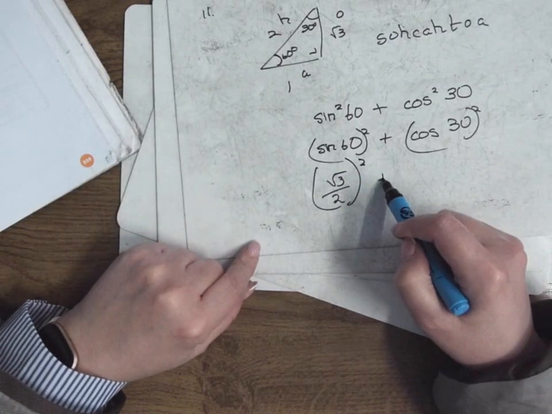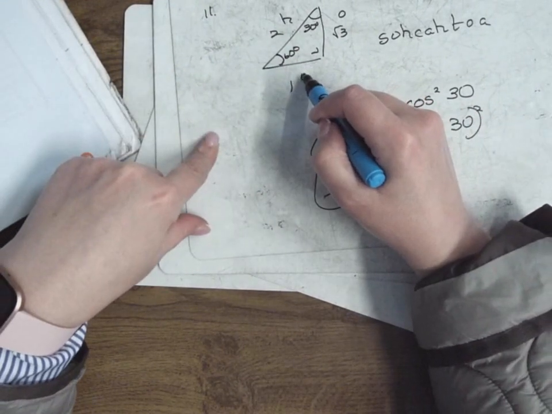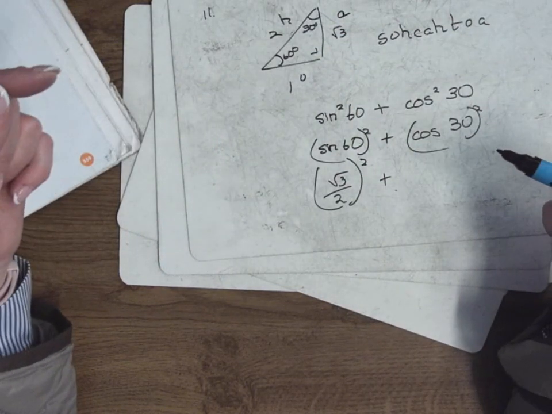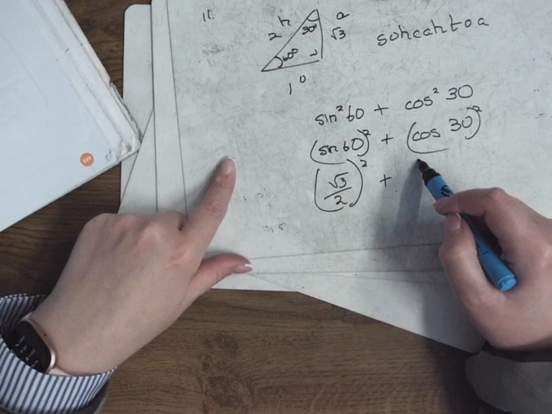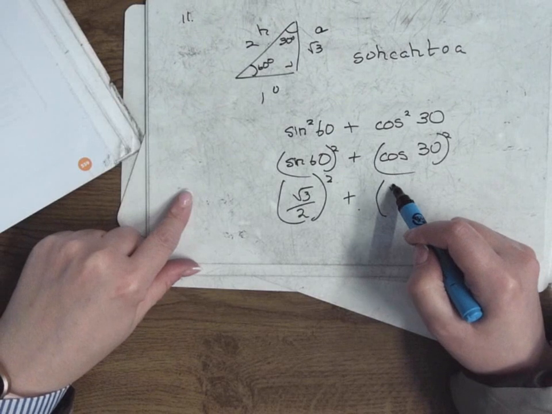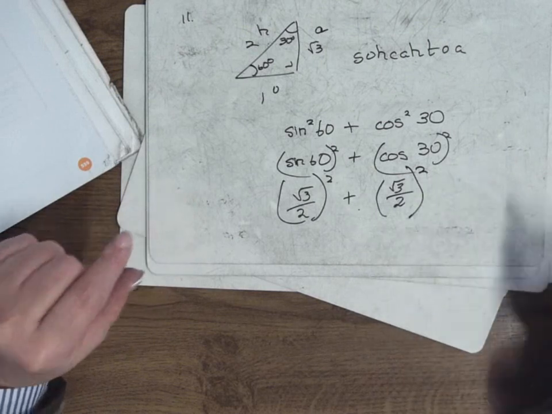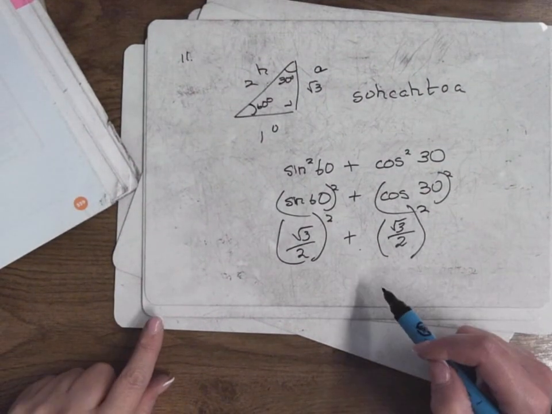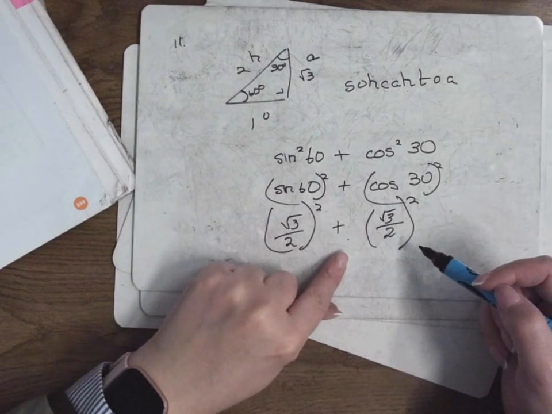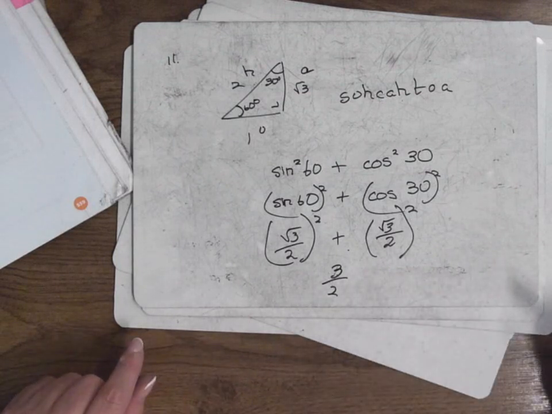Cos of 30, now when you're talking about 30, this is the opposite and this is the adjacent. So opposite and adjacent move around depending on what angle you're talking about. Cos is adjacent over hypotenuse, so the adjacent is root 3 and the hypotenuse is 2, and you want to square that answer. Into the calculator, press equals, and you'll end up with 3 over 4 plus 3 over 4, which is 6 over 4, which is 3 over 2 on the calculator. Are we good with that?